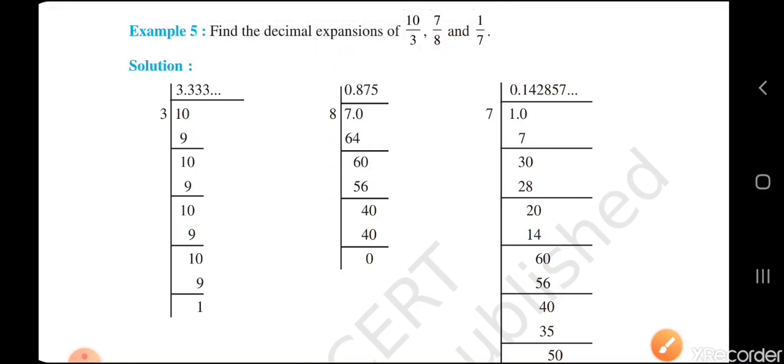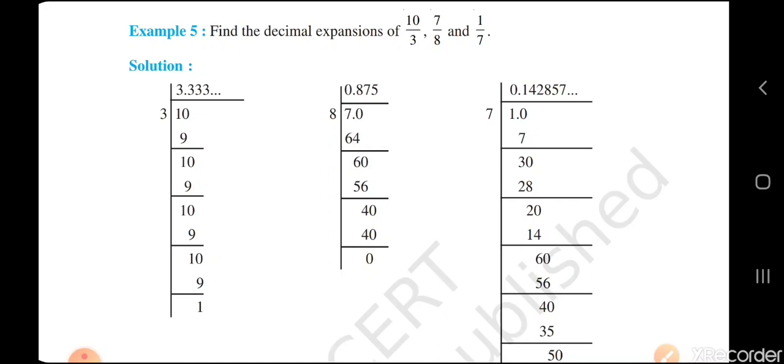When we divide 10 by 3, 3 threes are 9, so 10 minus 9, the remainder is 1. Again we put 0, so point, decimal point, again 3 threes are 9, so we get remainders 1, 1, 1, 1, 1 and the quotient is 3.333 and so on.